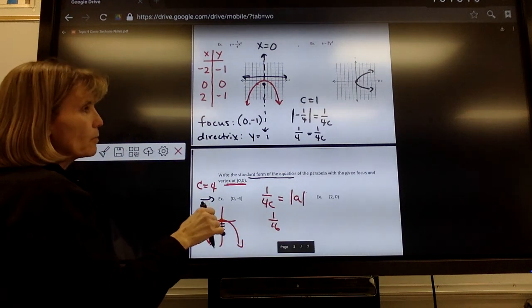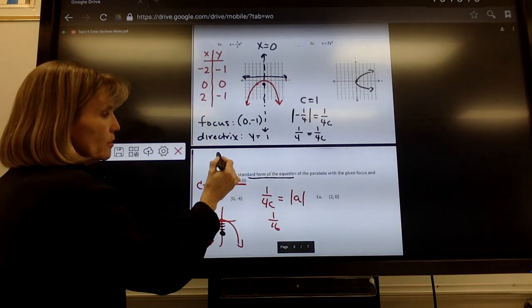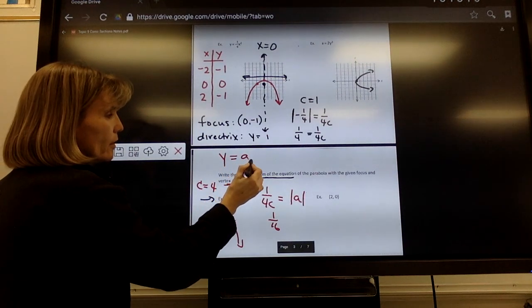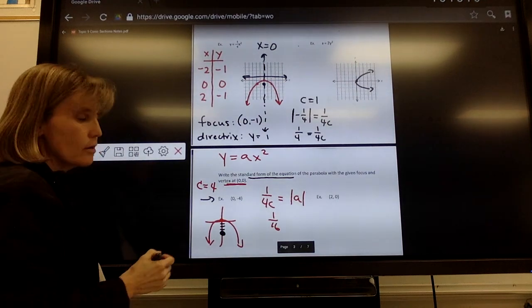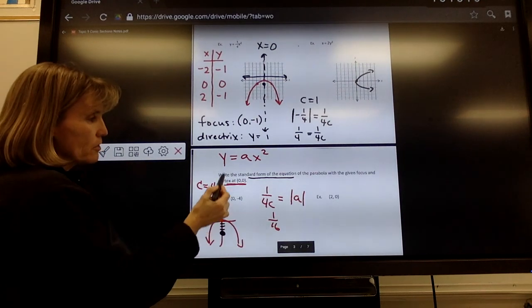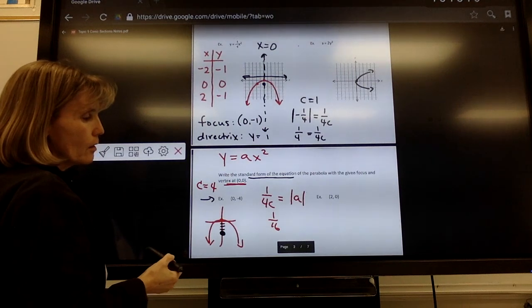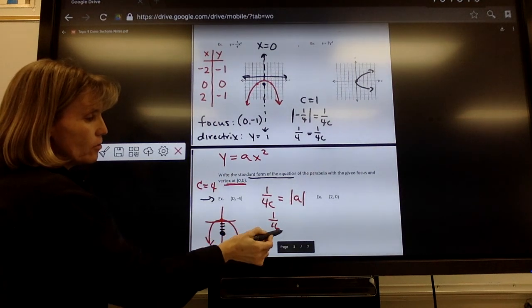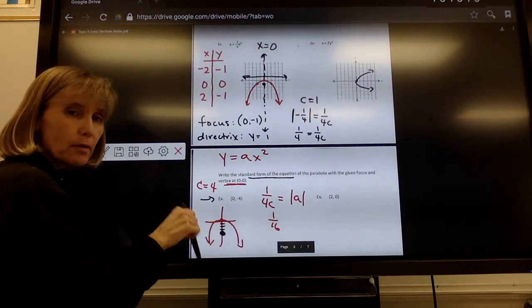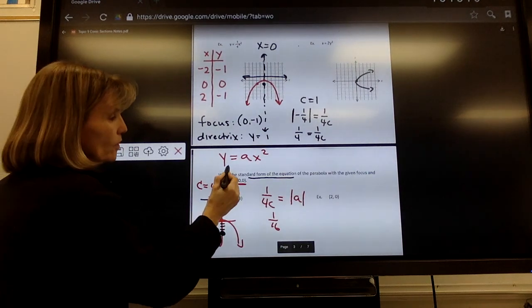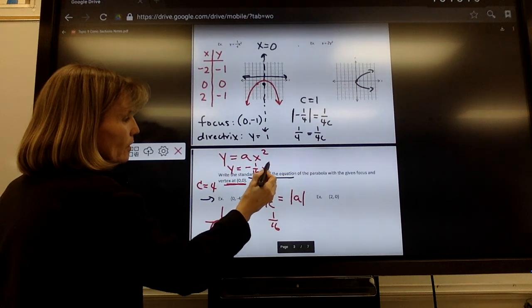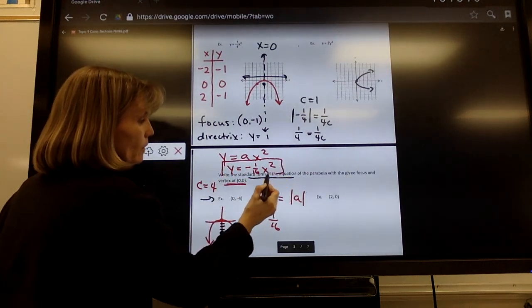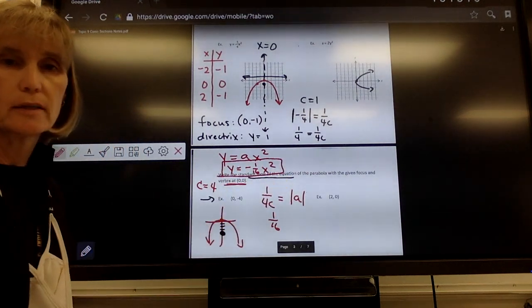Okay, since this parabola went down, I know that it's going to be in the form y equals a x squared. It will be the x that's squared and not the y because it went down, or if it goes up, same thing, same form. The a value is going to be 1/16, but the parabola itself is going down, so that means it's going to be y equals negative 1/16 x squared. That would be the equation of the parabola in standard form.